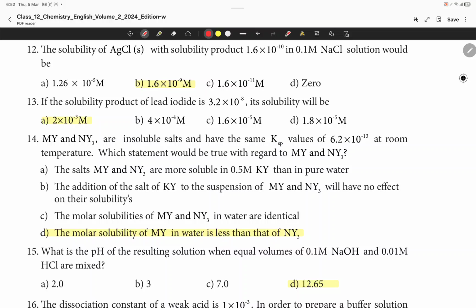The solubility of AgCl with solubility product 1.6 × 10 power minus 10 in 0.1 M NaCl solution would be 1.6 × 10 power minus 9 M. If the solubility product of lead iodide is 3.2 × 10 power minus 8, its solubility will be 2 × 10 power minus 3 M.